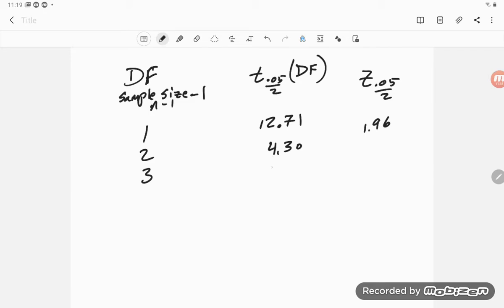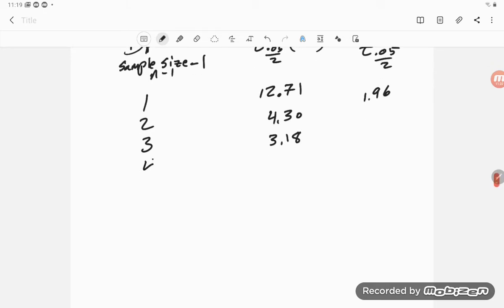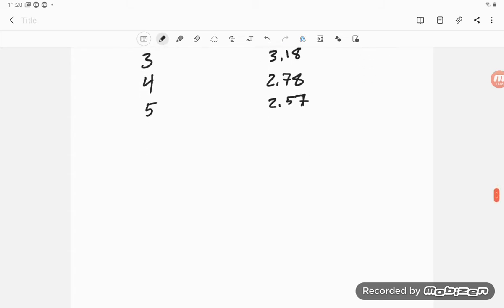3 gets me to 3.18. Degrees of freedom of 4 gets me to a 2.78. 5 gets me to a 2.57. So you see, even here at a sample size of 6, because degrees of freedom of 5, I'm still quite a bit bigger than 2. I mean, it's 2.5. And so, we're at 5.